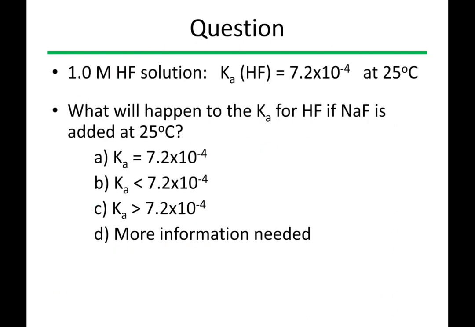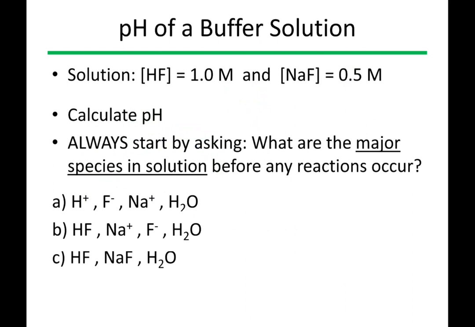Okay, so here is the Ka for HF, that equilibrium that we looked at, at 25 C. What would happen to the equilibrium constant for this if we added NaF at 25 degrees Celsius? It wouldn't change. Remember, this is an equilibrium constant. The only thing that's going to change it is if we change the temperature. So while we can change the pH, we're not actually changing the constant itself.